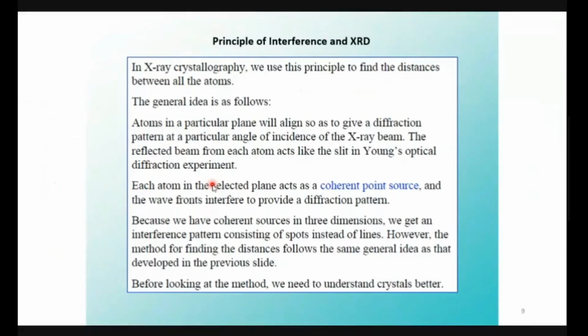Now, X-ray diffraction method works on principle of interference. So in X-ray crystallography, we use principle of interference to find the distance between atoms. We have seen interference pattern before also. In which chapter have we seen it? Two types of instrumentation we have seen this interference pattern. Maybe you are not remembering this. First is monochromator, and second there was FTIR. So in both we have seen interference pattern. So let us see what the general idea is.